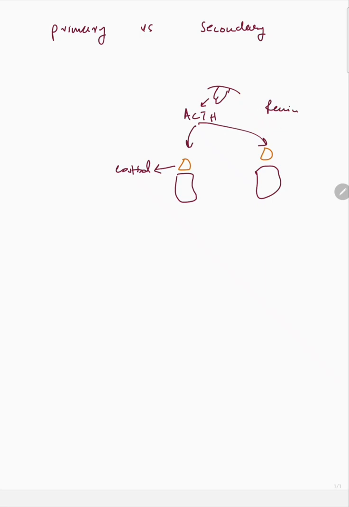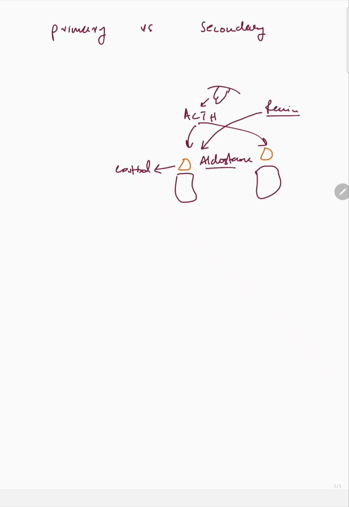Renin is released from the kidneys, and it regulates another hormone called aldosterone. So the regulation of aldosterone is from renin, and the regulation of cortisol is from ACTH. That is the reason the primary and secondary forms differ in presentation. Aldosterone is regulated by serum potassium levels and renin, while cortisol is regulated by ACTH.